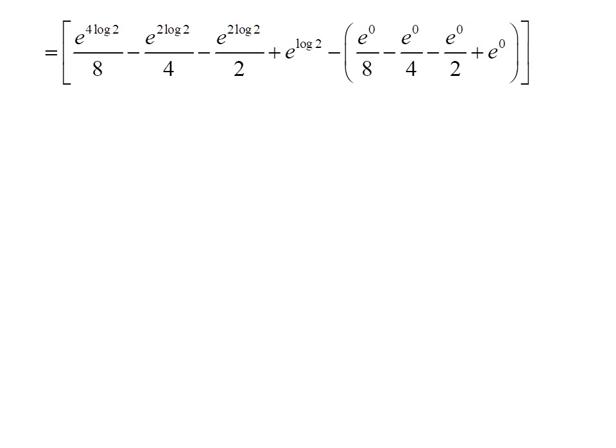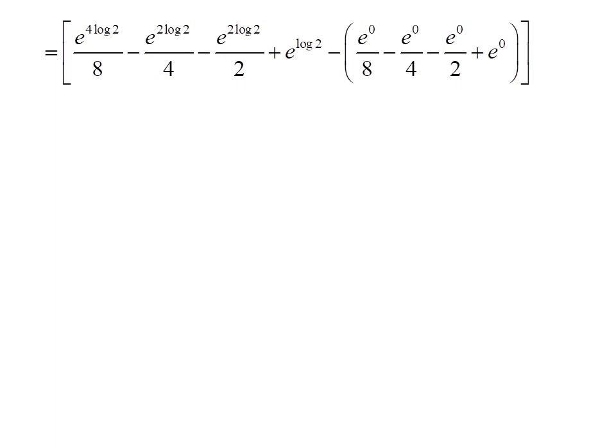Now these are the substitutions of the upper limit, minus the lower limit, and substituting the lower limits now it's e raised to power 0 upon 8 minus e raised to power 0 upon 4 minus e raised to power 0 upon 2 plus e raised to power 0.